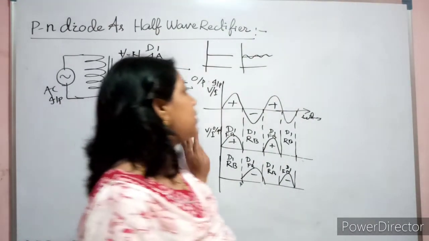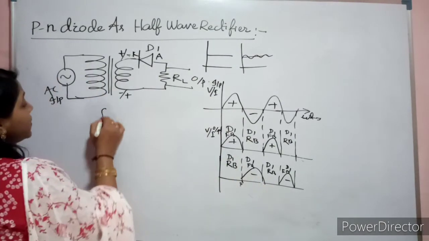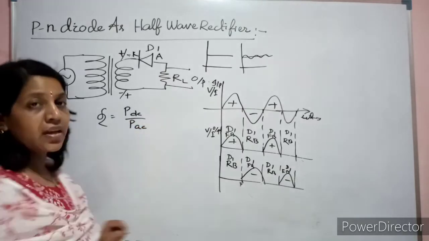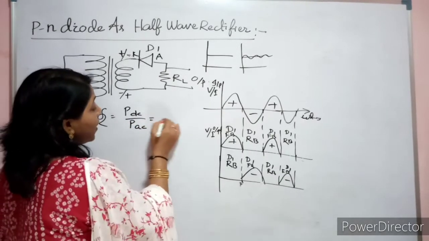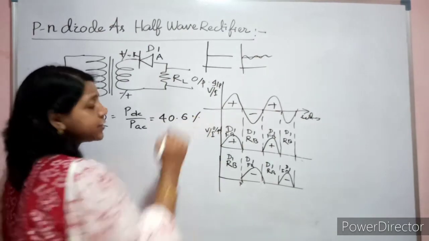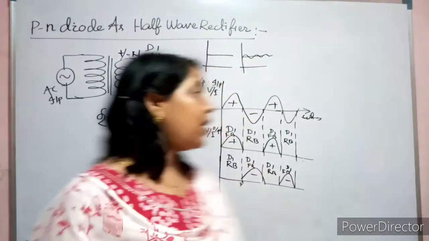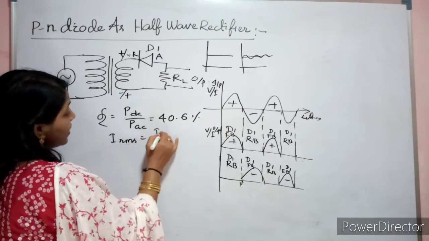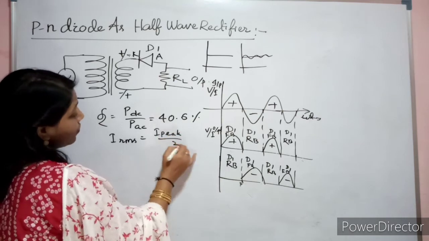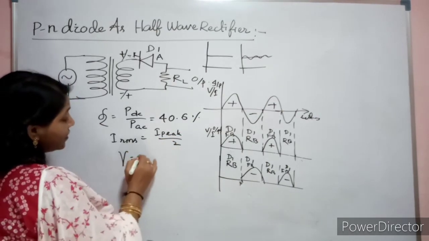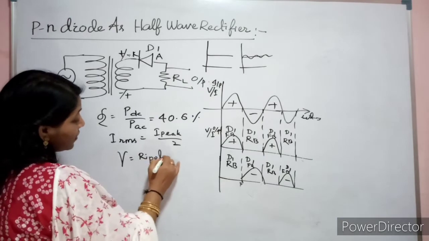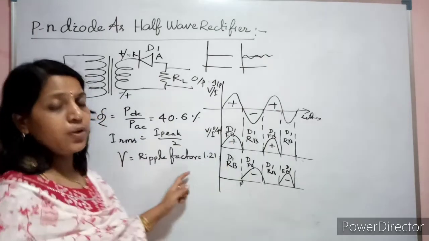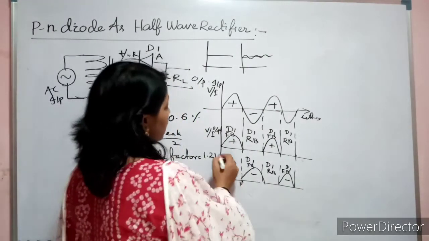Okay, fine. Now, next is, what is the efficiency of this? The efficiency formula is nothing but PDC by PAC. And it is calculated that the value for the half wave rectifier is 40.6%. Clear? And what is the RMS value? I RMS equals I peak by 2. And what is your ripple factor? This is called the ripple factor, and it is found to be 1.21.